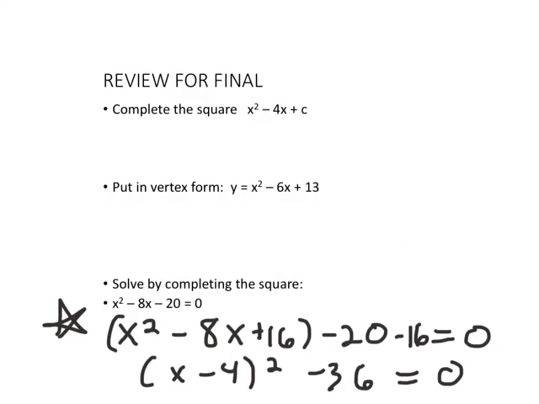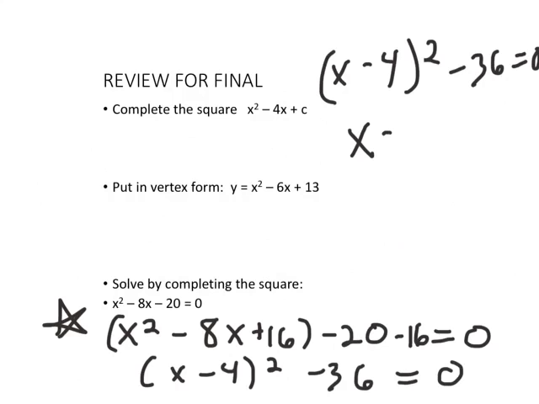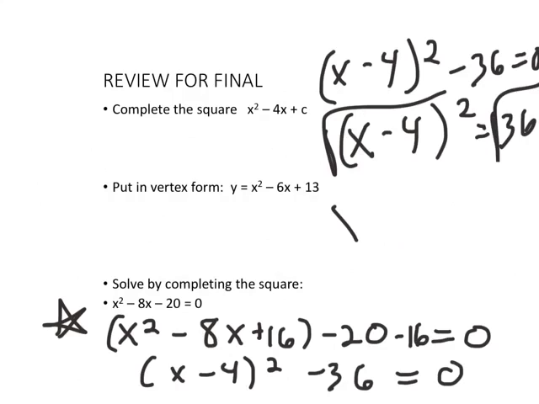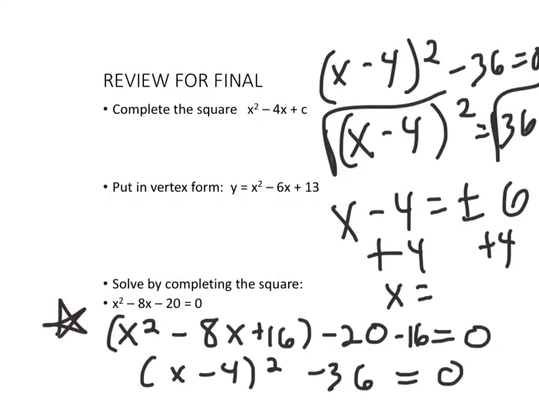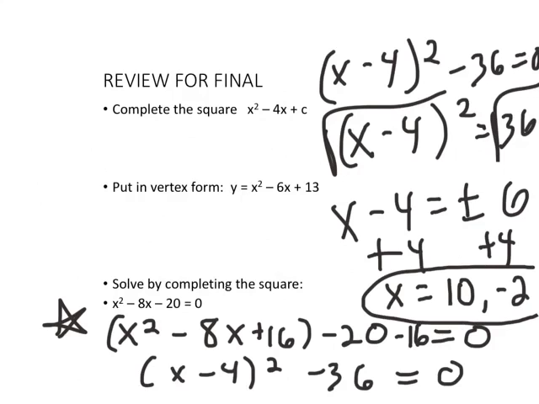If I then go ahead and jump up top, I'm going to have x minus 4 squared minus 36 is equal to 0. So to solve that equation, I'd move the 36 over. Then I would square root both sides, and I'd have x minus 4 equals plus or minus 6. Then I add 4 to both sides, and my answers are going to be positive 6 plus 4 and negative 6 plus 4. That's how to solve an equation by completing the square.